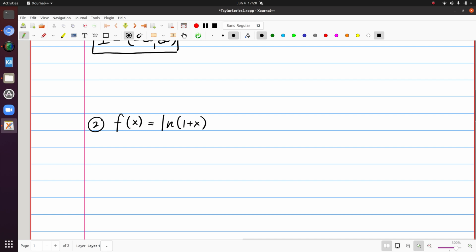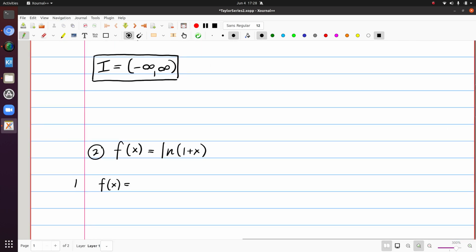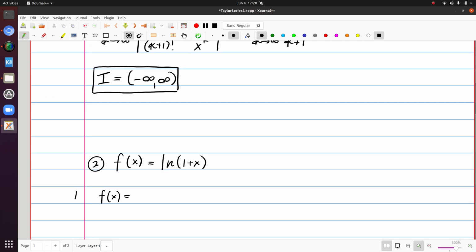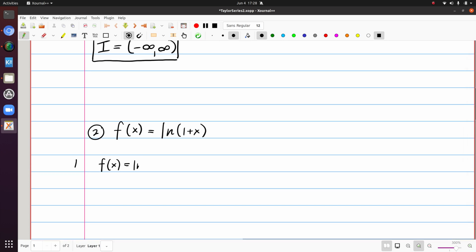Next one I want to look at is the function natural log of 1 plus x. And again, still assuming that the center is 0. So here I don't have an obvious idea of what the derivatives are and what the pattern would be. So I start here with my function. And we're going to plug in the center 0. Now in this case, natural log of 1 is 0, so that first term evaluates to 0.